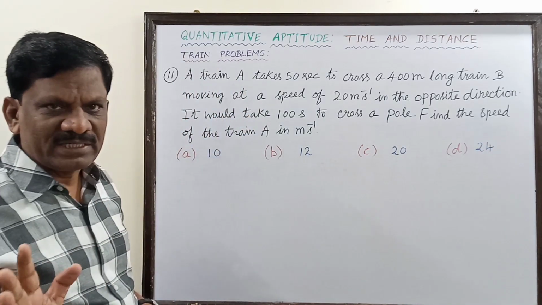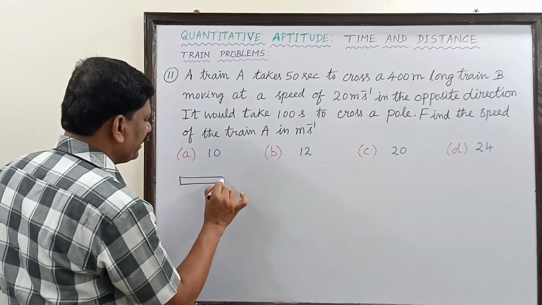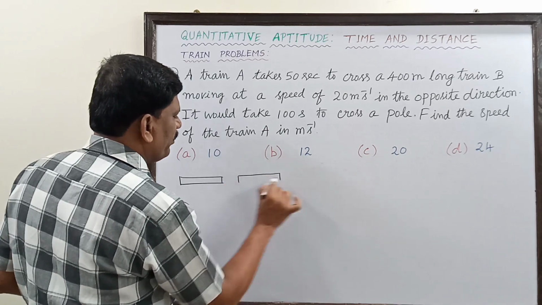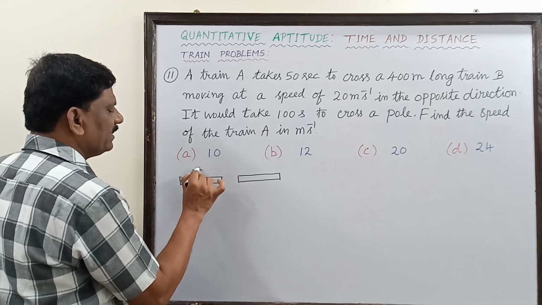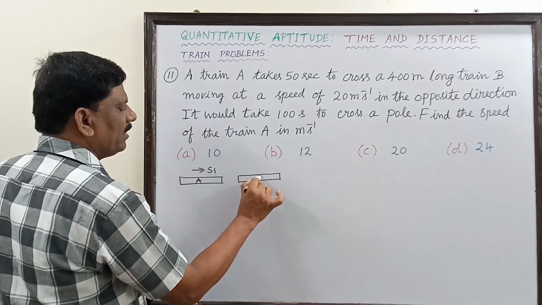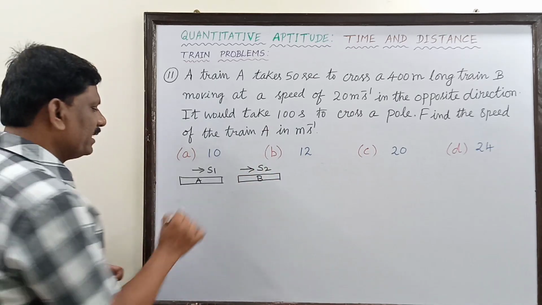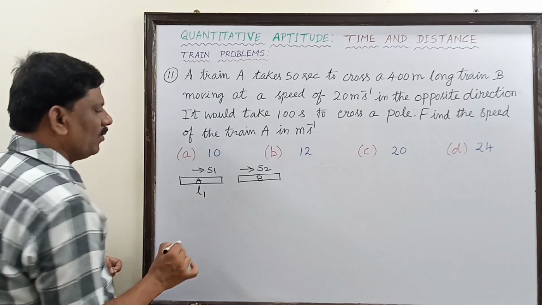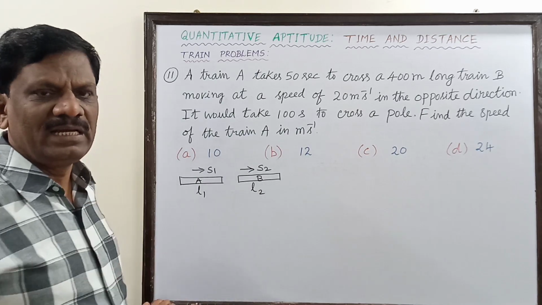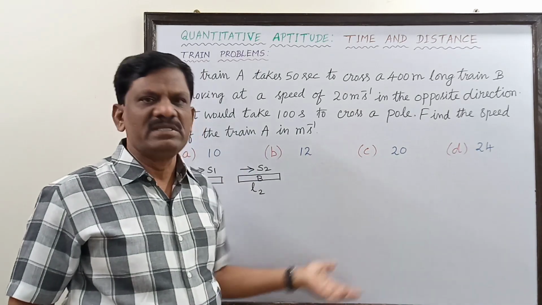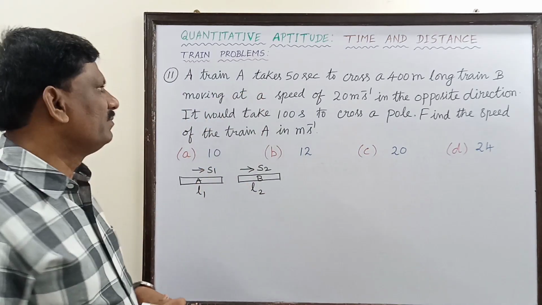Now there are two situations. So first let us take there is a train A and this is a train B. Now the speed of the first train A is S1 and the speed of the second train B is S2. The length of the first train is L1 and the length of the second train is L2. These are the symbols we have been using in all the numerical problems. Whichever is given, we will have to substitute that.